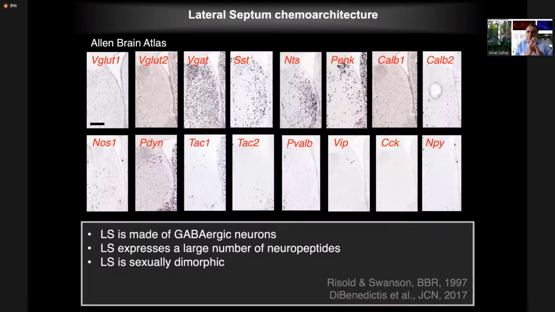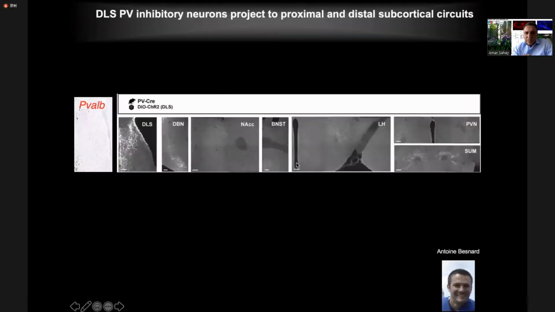As many of you may be aware, the lateral septum is made up of primarily GABAergic neurons that are enriched or express exclusively distinct neuropeptides. In today's talk, I'm going to focus on two populations of lateral septal neurons, the somatostatin class and the parvalbumin class of inhibitory neurons. The parvalbumin class of inhibitory neurons are highly localized within the DLS and in that region where dorsal CA3 projections terminate.